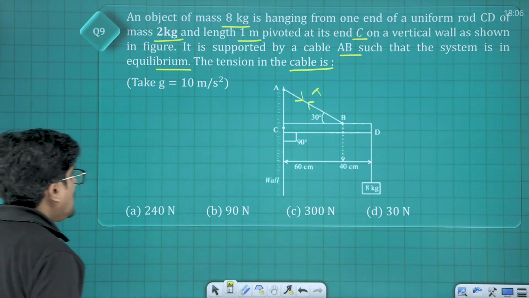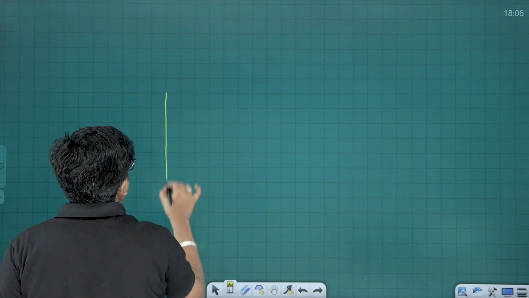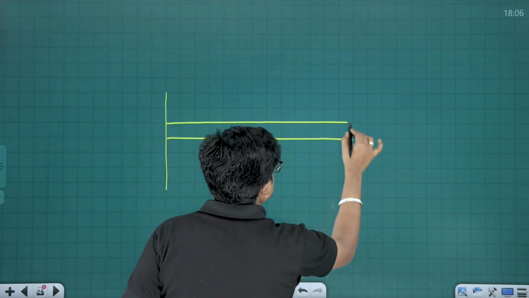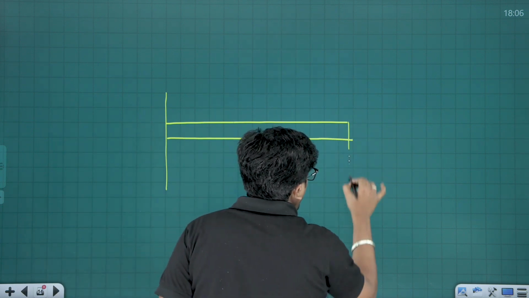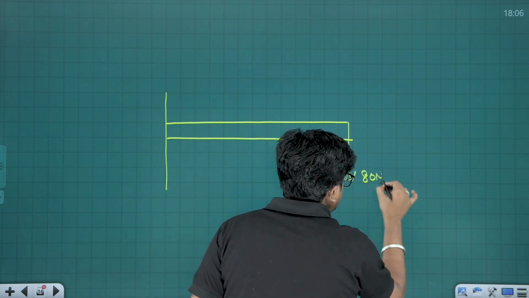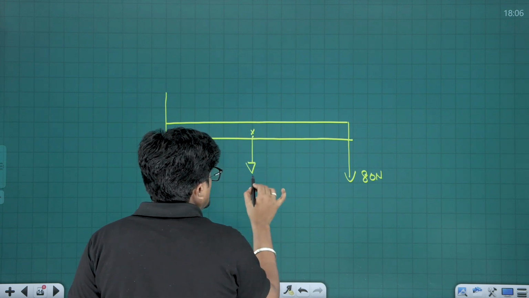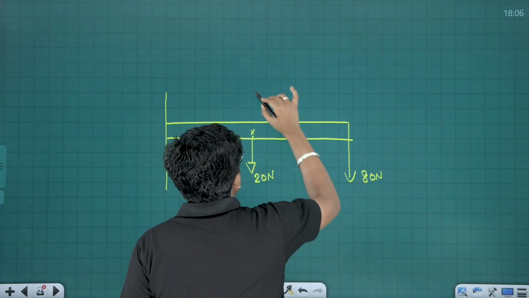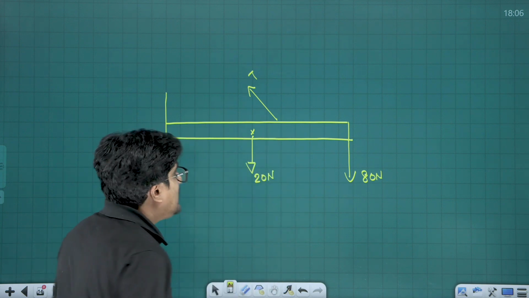Alright, so let's create the diagram once again. Let this be the rod. This is of length 1 meter or 100 centimeter. Now here I have got 8 kg mass, that means 80 Newton. Now at the center of mass, its weight must be there, that is 2 kg, which means 20 Newton. Now somewhere here we have that tension T acting. Alright, and this angle is what?